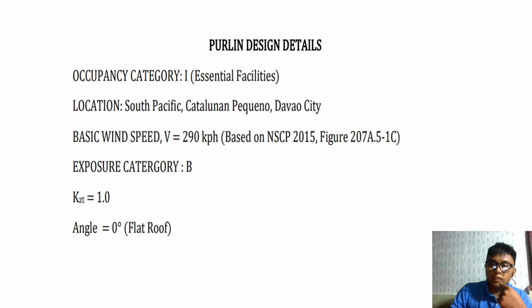For the basic wind speed of such location, that is 290 kilometer per hour based on NSCP 2015, and that is on figure 207E.5-1C. So for the exposure category, that is B, and the KZT is equal to 1.0 since there is no hill on the plan presented. And for the roof angle, since we noticed on the elevation that the roof is flat, the angle is 0 degrees.